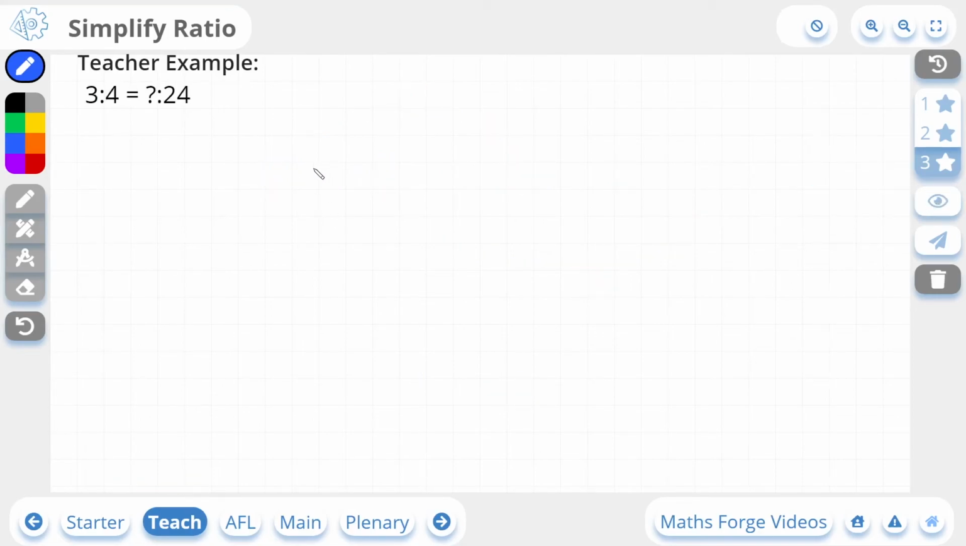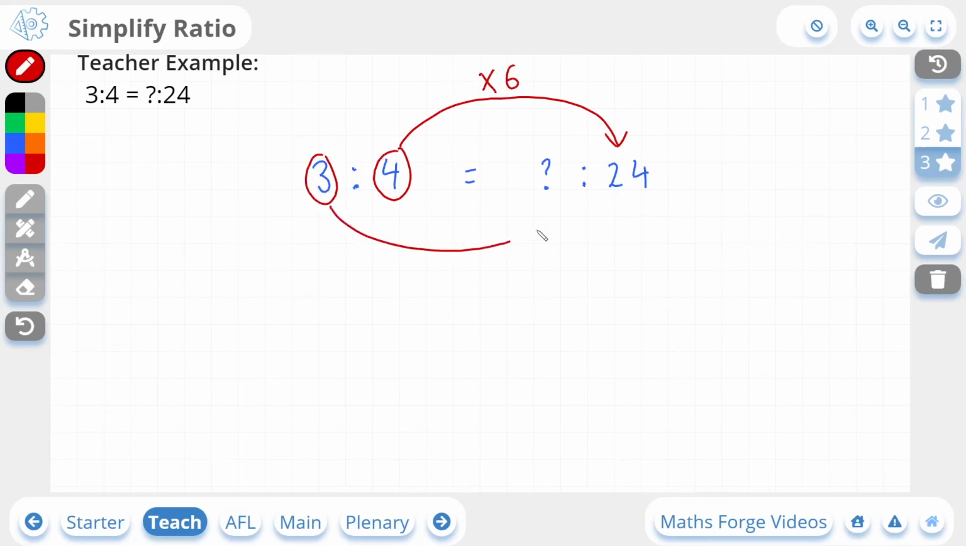We'll do another 3-star example. Here we have the ratio 3 to 4, which is equal to another ratio with a question mark to 24. So we can see for the left-hand ratio, the right side number is 4. How do we get from 4 to 24? Well, we can multiply by 6. And of course, this multiplication by 6 is the same thing we do to this 3 to get to the question mark. So 3 multiplied by 6 will give us a value of 18. So I think the question mark number here is equal to 18. And if we check our answer, there it is.